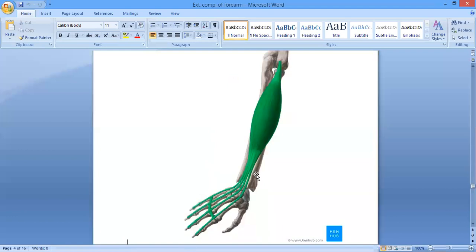So the extensor digitorum is also known as the extensor digitorum communis, right? It is getting origin from the common extensor origin, from the lateral epicondyle of the humerus. And it is going to give, about the lower aspect of the forearm, four tendons, and these four tendons are for the four medial fingers, the four medial digits. It is going to be inserted at the bases of the middle and distal phalanges.